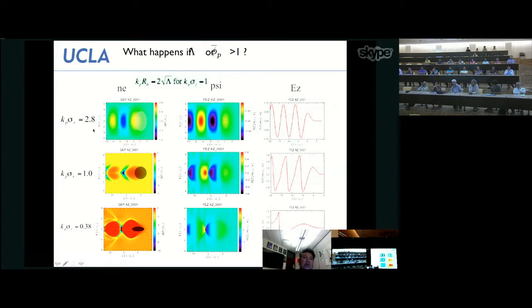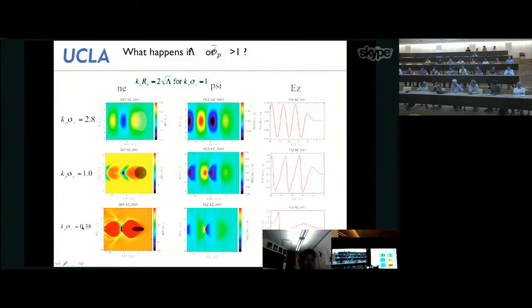So if you remember, that means that the n beam over n0 has gone from some number to 2.8 squared bigger. So now it's bigger than 1. So now as this particle beam goes through, it's narrow enough that it actually doesn't just push particles forward and backward, it pushes them out sideways, and you create a nonlinear wake. So now if I look at the wake field, it is no longer sinusoidal.